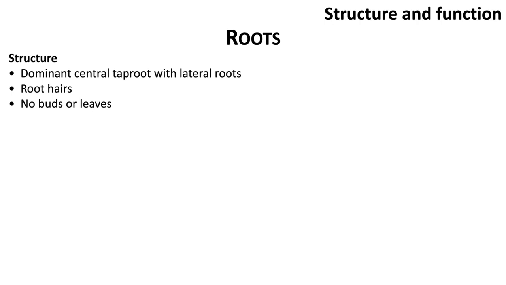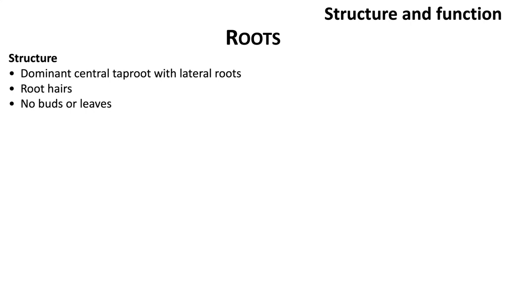Roots are generally made of a dominant central taproot with lateral roots branching off. Root hairs grow near the growing tip of the roots, and they absorb water and minerals from the soil. Since sometimes there are roots that grow above ground, and sometimes there are stems that grow underground, a good way to distinguish roots from stems is that roots do not produce buds or leaves.